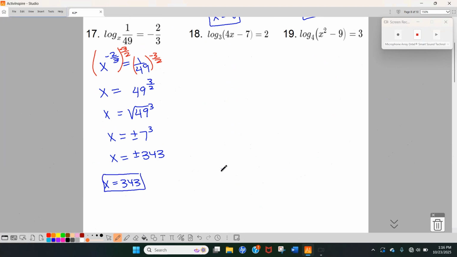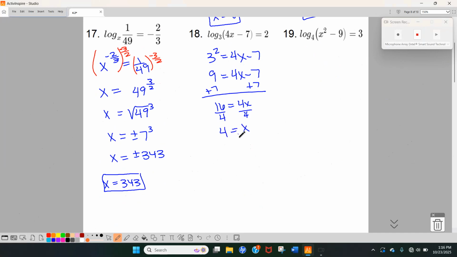All right, so 18, write it in exponential form. So you get 3 squared is equal to 4x minus 7. So then 9 is equal to 4x minus 7. So then add 7 to both sides. Divide by 4 on both sides. We get x is equal to 4, and that shouldn't cause a problem.